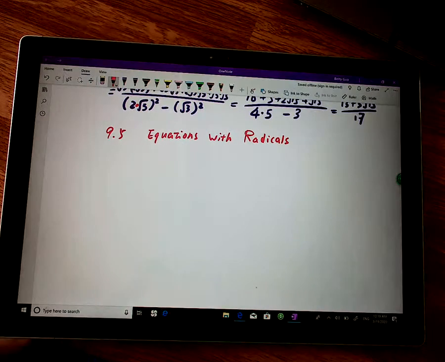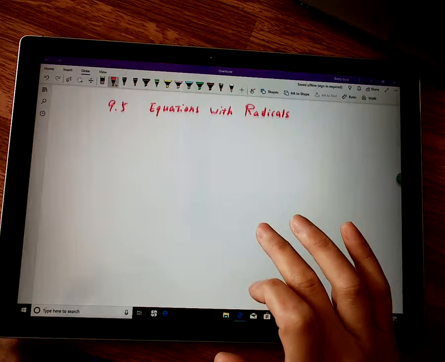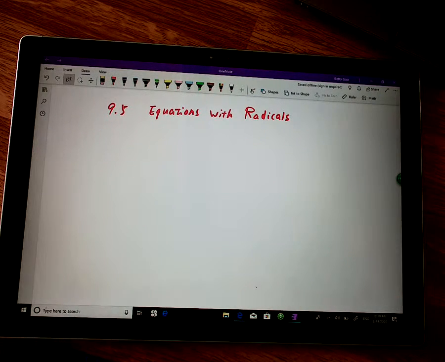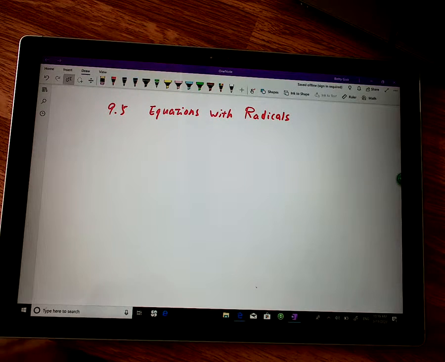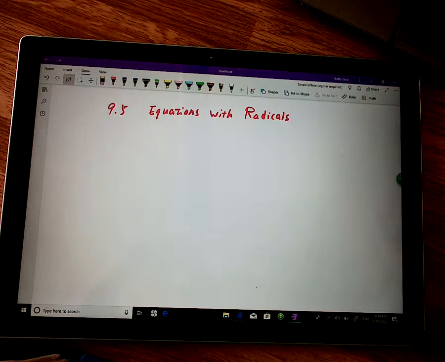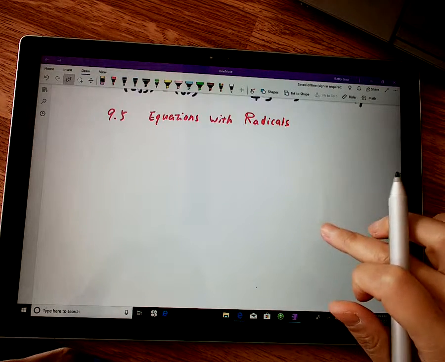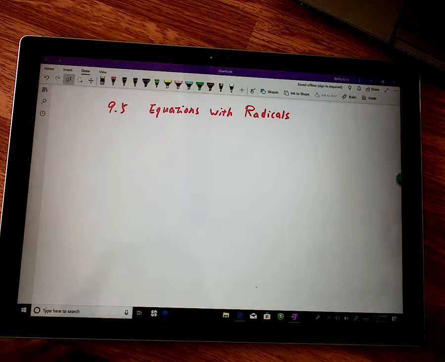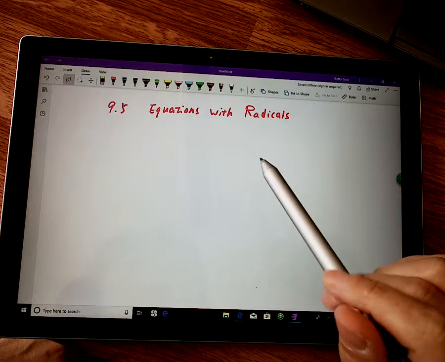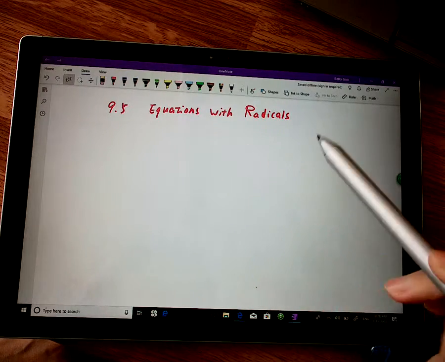Okay, this video covers, I'll try to cover two sections. Let's see if we can cover section 9.5 and 9.6 in the same video. Section 9.5, equations with radicals. So we're gonna see how do we solve a radical equation.